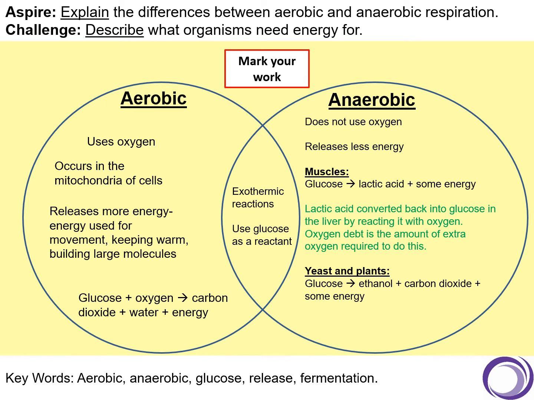And then in yeast and in plants, the glucose is broken down into ethanol and carbon dioxide and some energy. Now, can you just look at the Venn diagram on the screen, and look at yours? And if there are any bits that you need to add, I'm just going to leave this on for a minute and a half just to enable you to add any extra bits that you don't already have on your Venn diagram. So off you go.